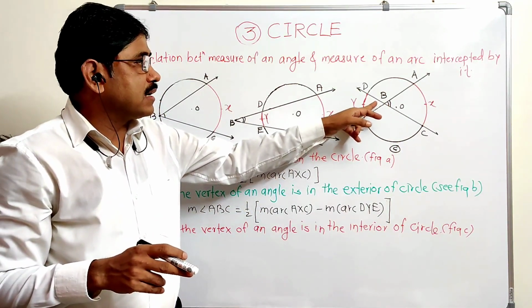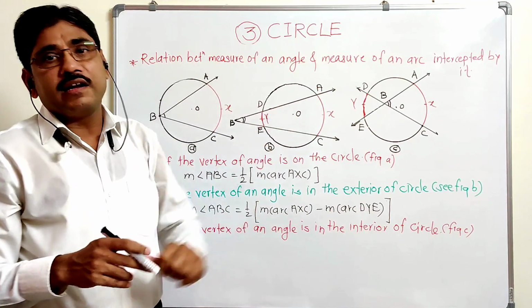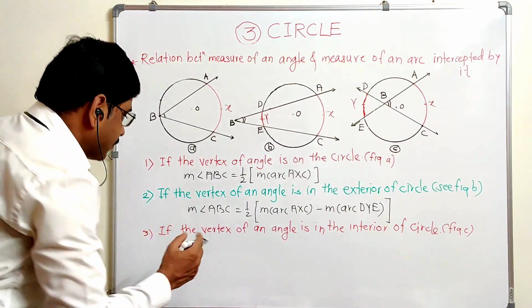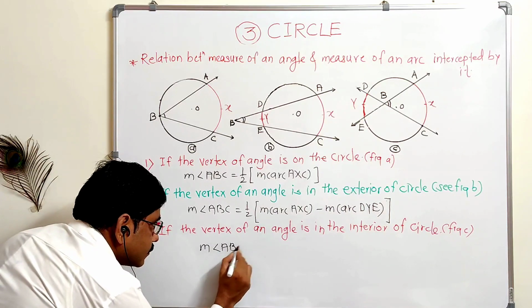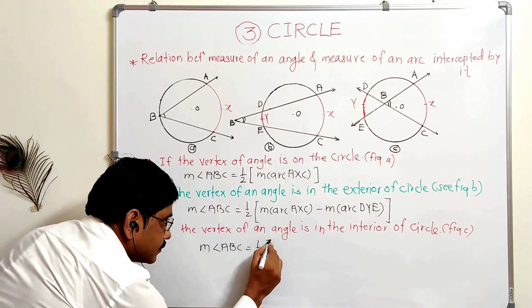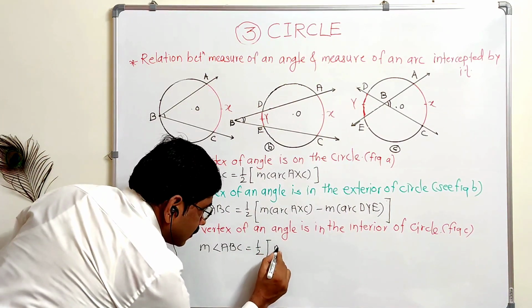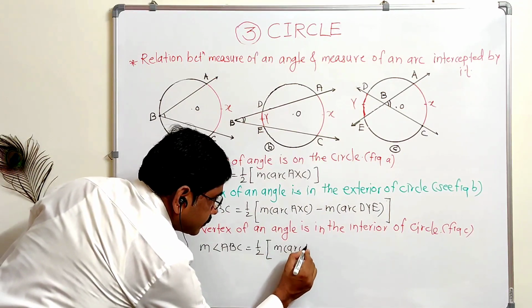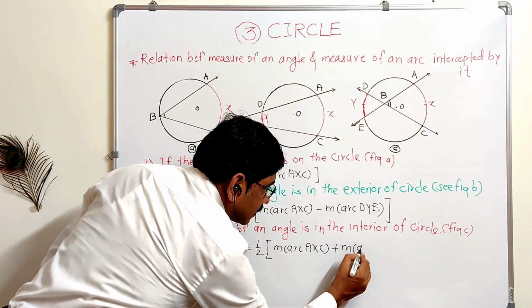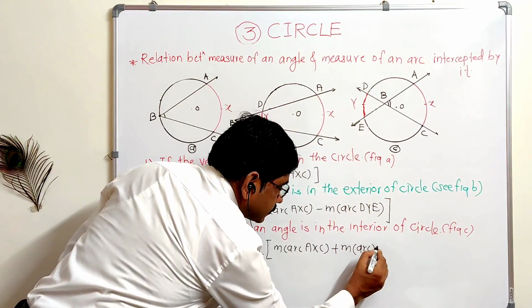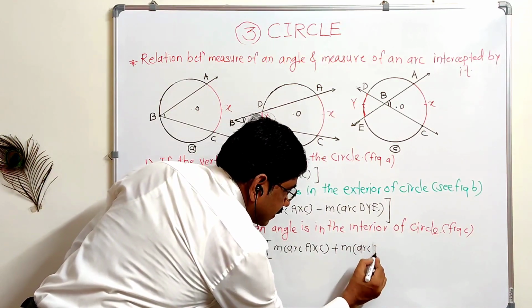So this is the vertically opposite angle; it intercepts which arc? DYE. So here we can write measure of angle ABC equals half into bracket measure of arc AXC plus measure of arc DYE.